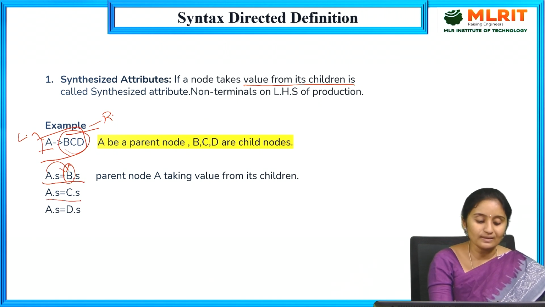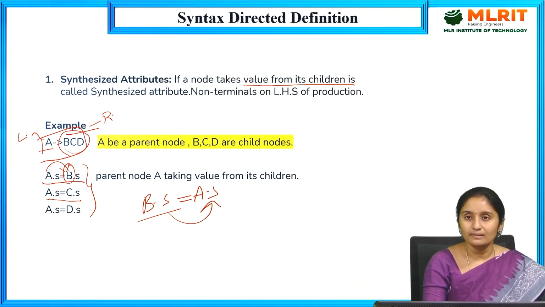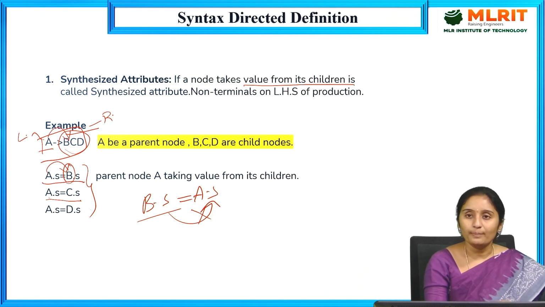This is also a synthesized attribute: A.S equal to C.S, A.S equal to D.S. All these three are synthesized attributes. I cannot take B.S equal to A.S, because here the child node is taking the value from its parent. So this is not a synthesized attribute. A synthesized attribute is nothing but a parent node taking value from its child node.